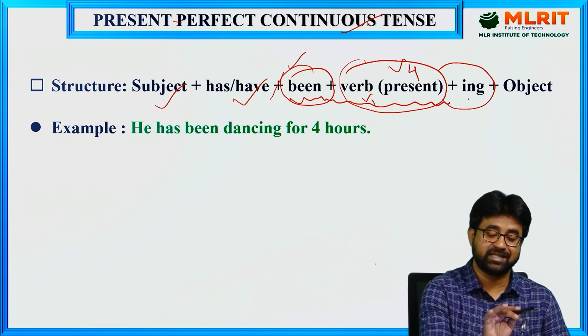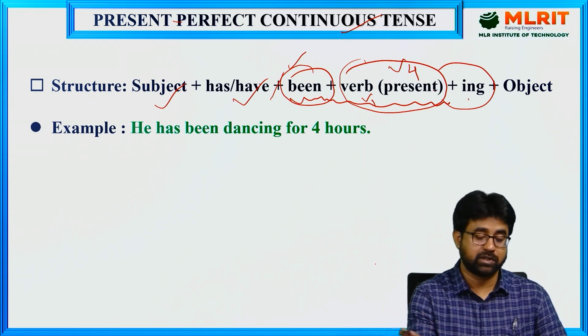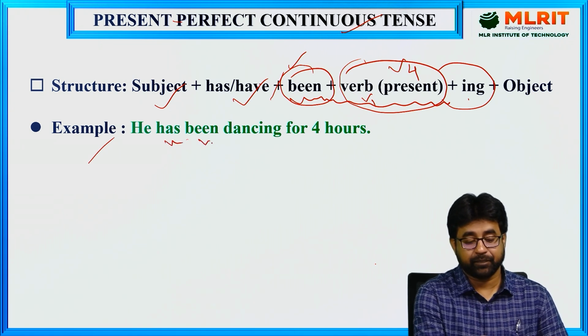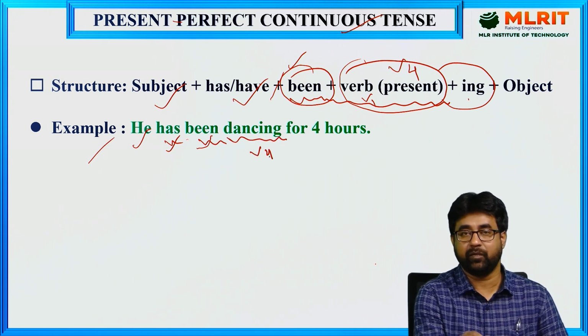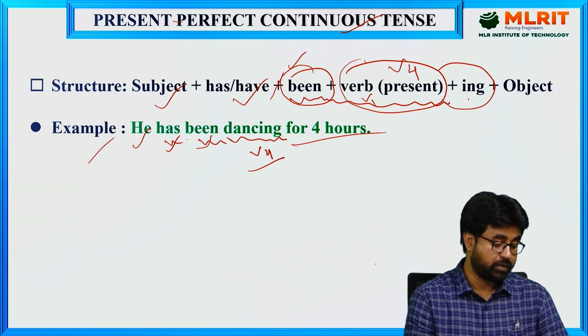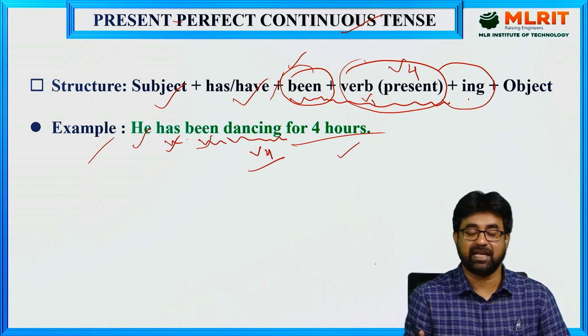So what is the structure? Subject plus has or have plus been plus V4 plus object. See the example. He has been dancing. So subject has, then been is there, then dancing, it's nothing but V4, and then object. Right? He has been dancing for 4 hours. Oh my god, maybe he is enjoying too much. So this is the example, right?